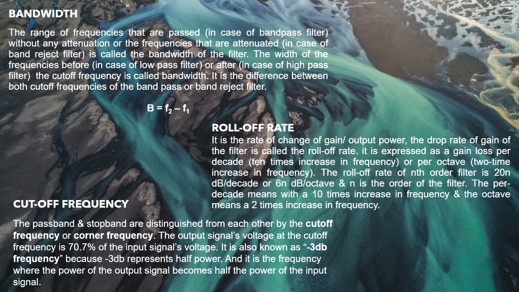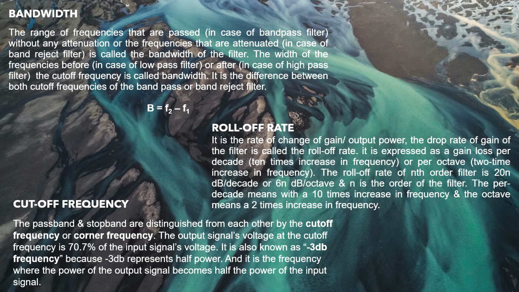Third is bandwidth. The range of frequencies that are passed without any attenuation, or of the frequencies that are attenuated, is called the bandwidth of the filter. The width of the frequencies before or after the cut-off frequency is called bandwidth. It is the difference between both cut-off frequencies of the band pass or band reject filter. This is the formula for bandwidth. Bandwidth equals frequency 2 minus frequency 1.